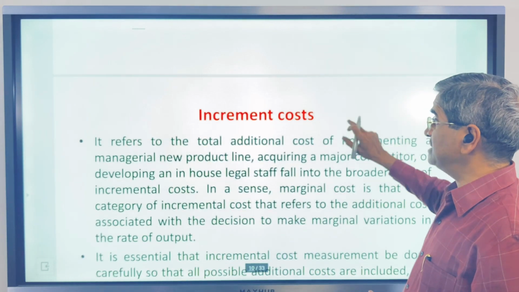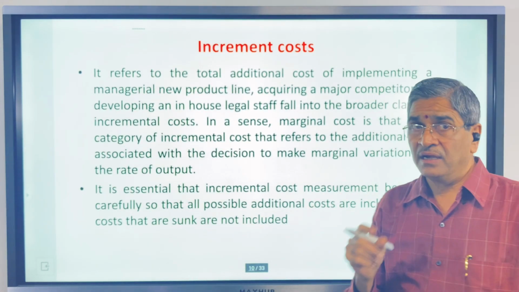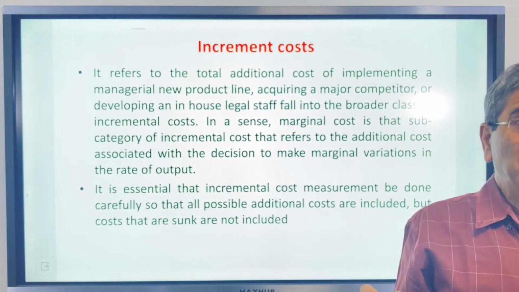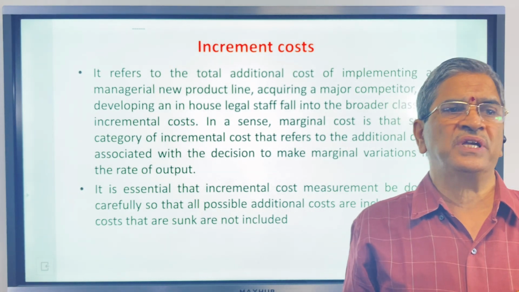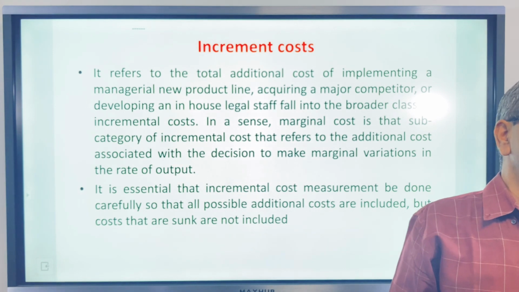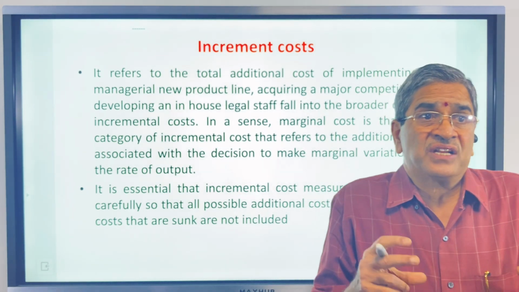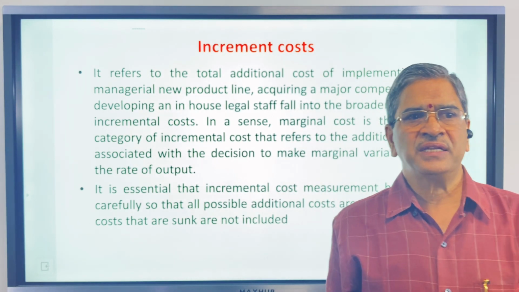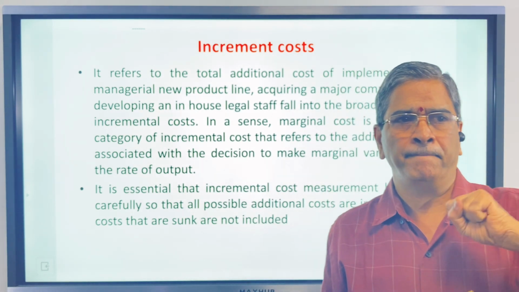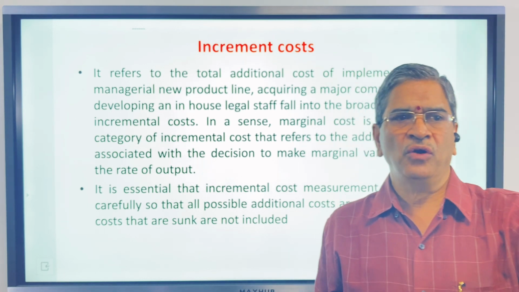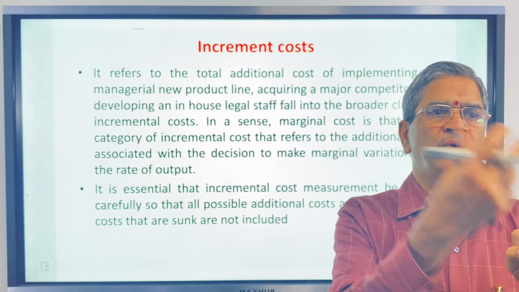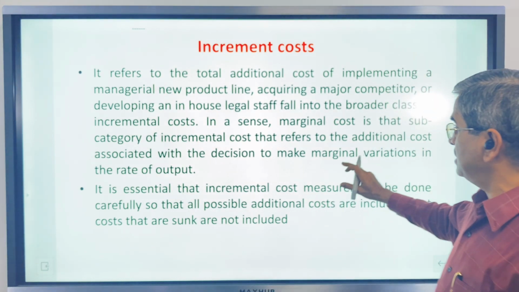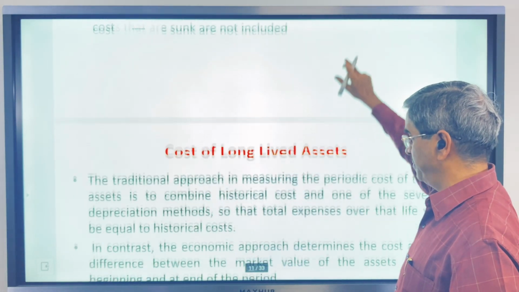Whereas incremental cost is similar to that, but both are not the same. While the marginal cost is the cost of producing an additional 1 unit, incremental cost is the extra cost you are incurring because of your policy decision. Let us say you have agreed to take over one firm. So after taking over of that firm, how much extra you are incurring, that is called incremental cost. So incremental cost and marginal cost are not the same.